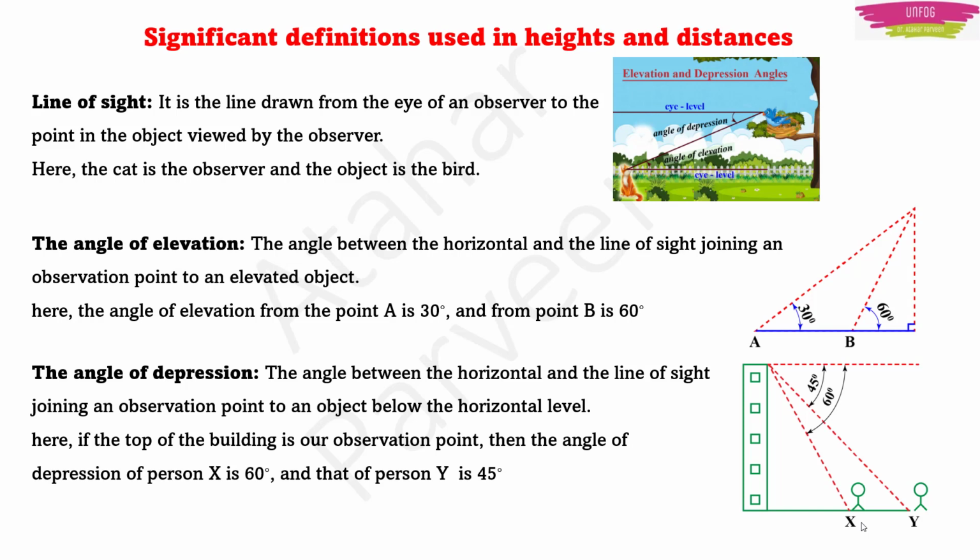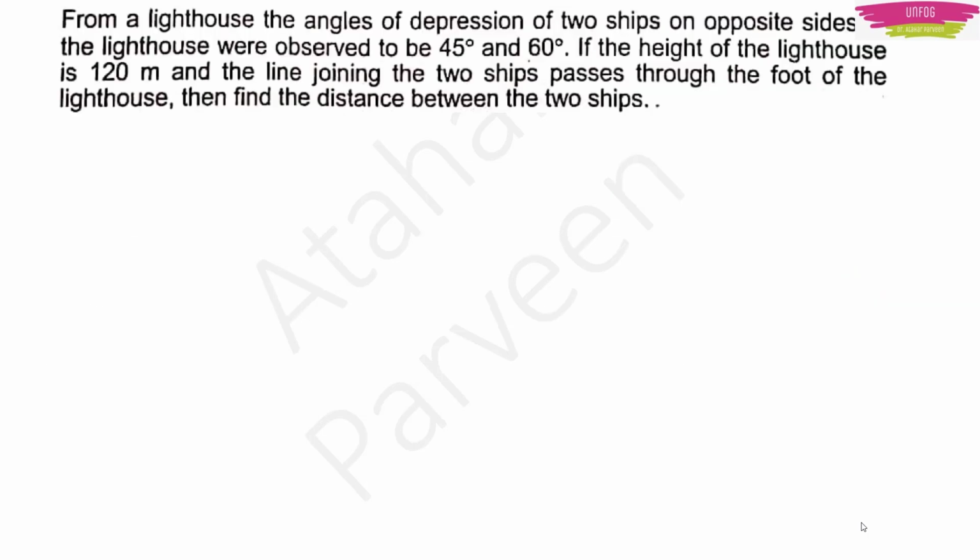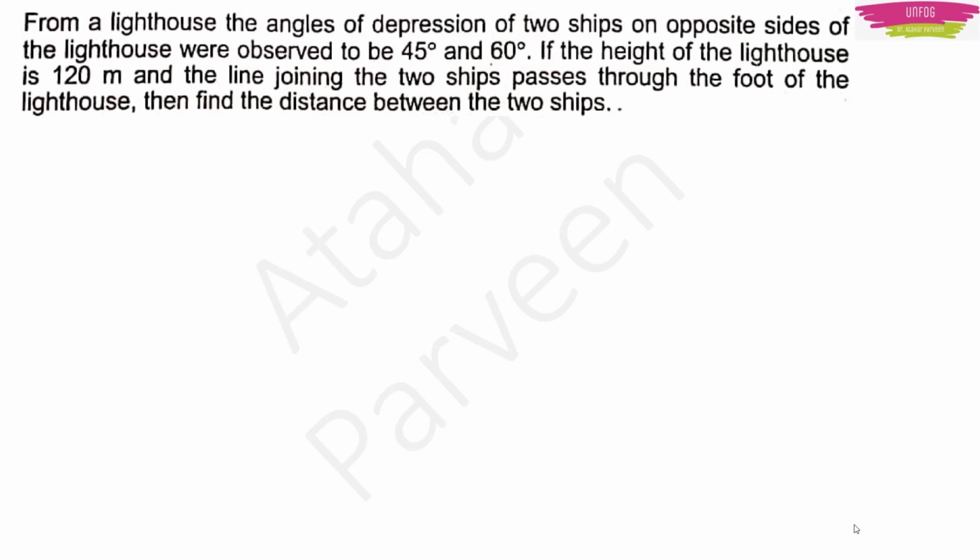Okay. Now let's solve a few numericals. This is a question asked in your previous year question paper. The question is, from a lighthouse, the angles of depression of two ships on opposite sides of the lighthouse were observed to be 45 degree and 60 degree. If the height of the lighthouse is 120 meters and the line joining the two ships passes through the foot of the lighthouse, then find the distance between the two ships.